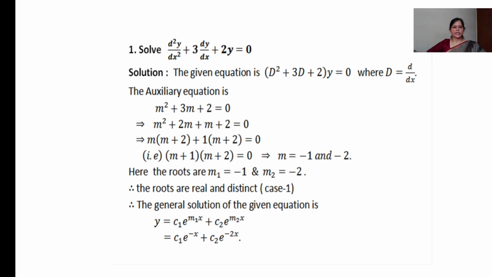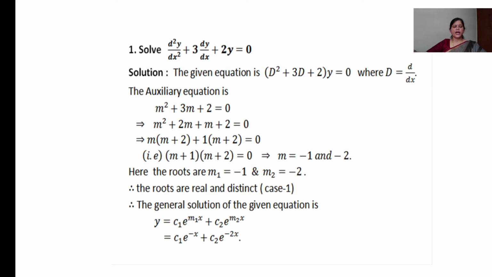Solve d²y/dx² + 3 dy/dx + 2y = 0. First we have to use the operator capital D and rearrange the equation. So we get (D² + 3D + 2)y = 0, where D = d/dx. So the auxiliary equation is m² + 3m + 2 = 0. From the f(D), we always write the auxiliary equation. Here f(D) is D² + 3D + 2, that's why the auxiliary equation is m² + 3m + 2 = 0.